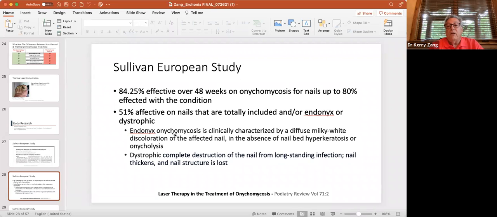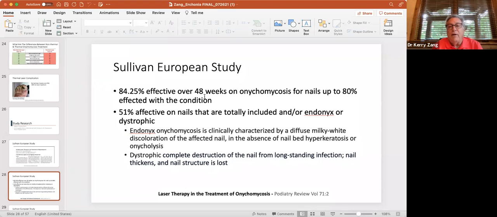In his study, he treated the affected nails, gave them 4 treatments and did his follow-up at 48 weeks. And his success rate for clearing was 84+%. And those were nails that generally had 20% involvement or more. It was 51% effective on nails that were totally included.